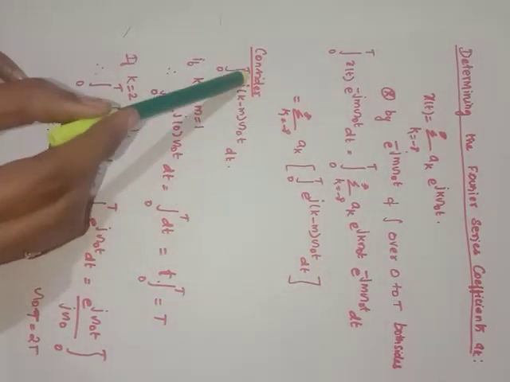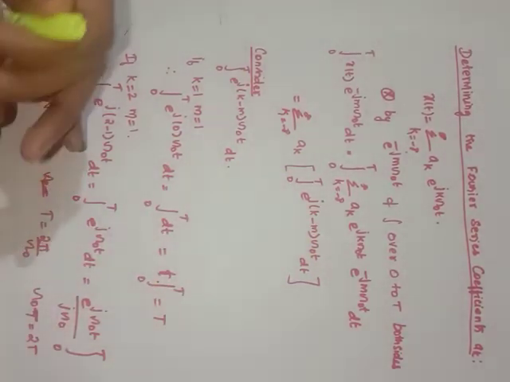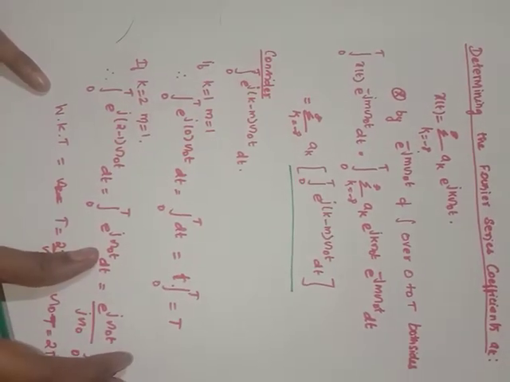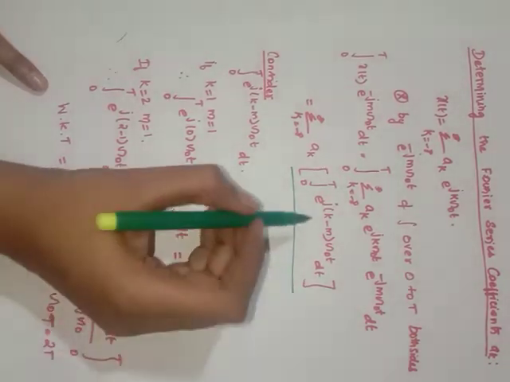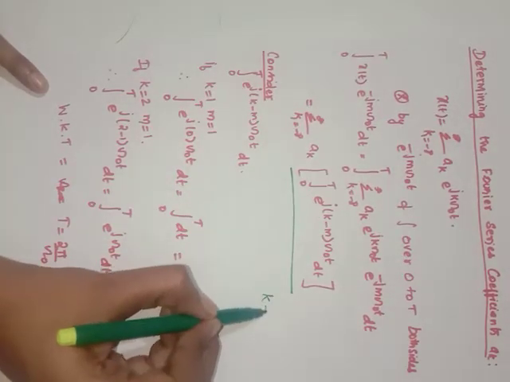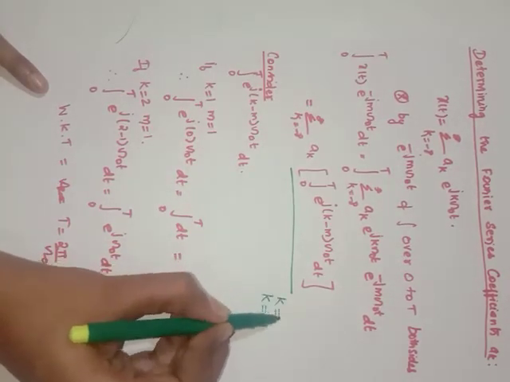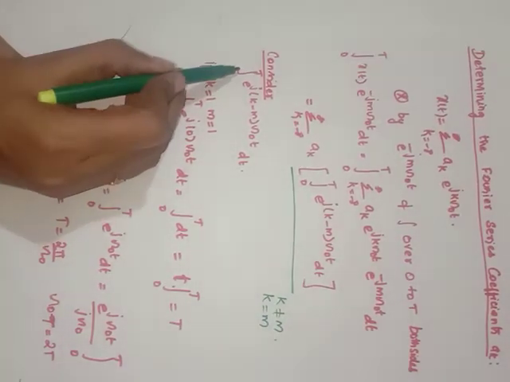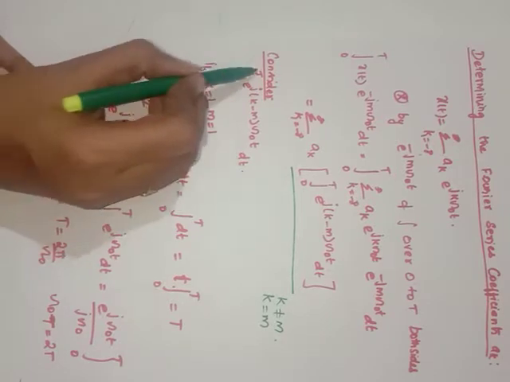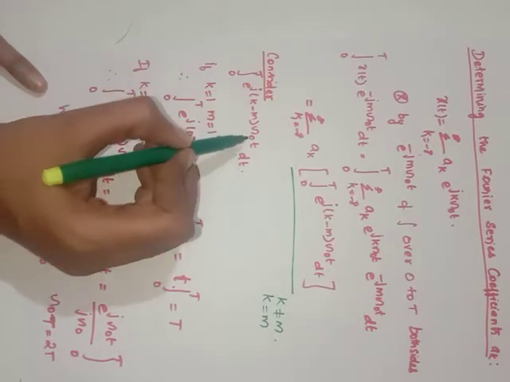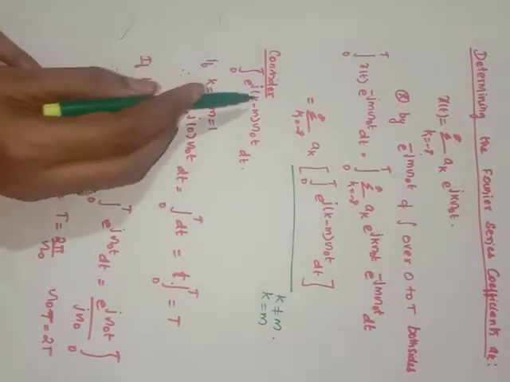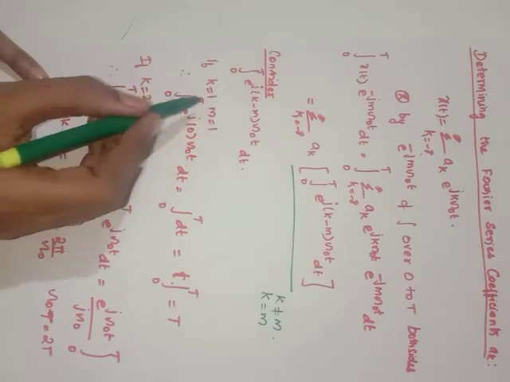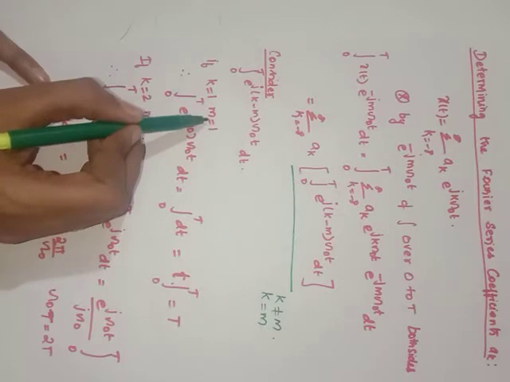Now in this we are going to consider this part alone and analyze the resultant for two conditions: when k equal to m and when k not equal to m. Consider the equation integral 0 to T e power j (k minus m) omega naught t dt. When both are equal, here I have taken k equal to 1 and m equal to 1.